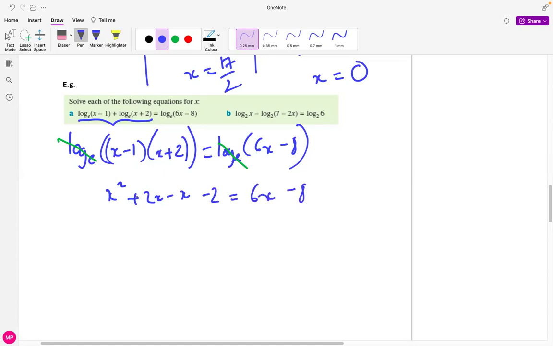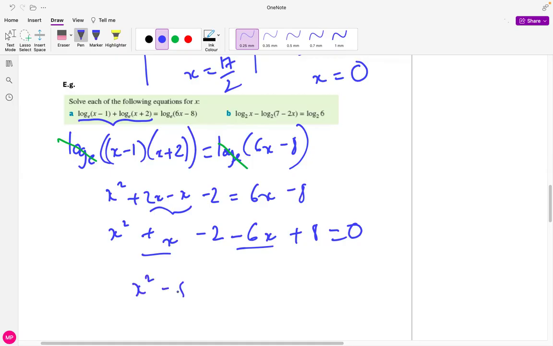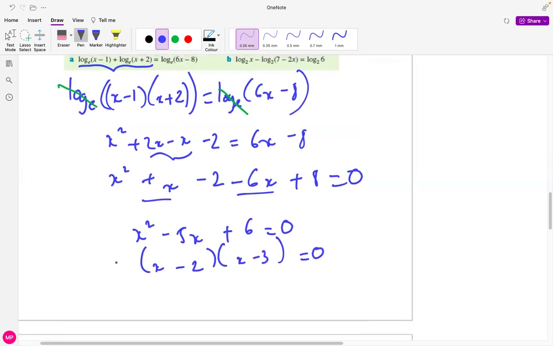Then we move everything to one side. So we have x squared, this is x minus 2. Then we bring the 6x over, minus 6x plus 8 equals 0. x plus negative 6x will be negative 5x. Negative 2 plus 8 is plus 6 equals 0. So we factorize this as two numbers that multiply to 6 and add to negative 5, which are negative 2 and negative 3, equals 0. So you would have x equals 2 or x equals 3.